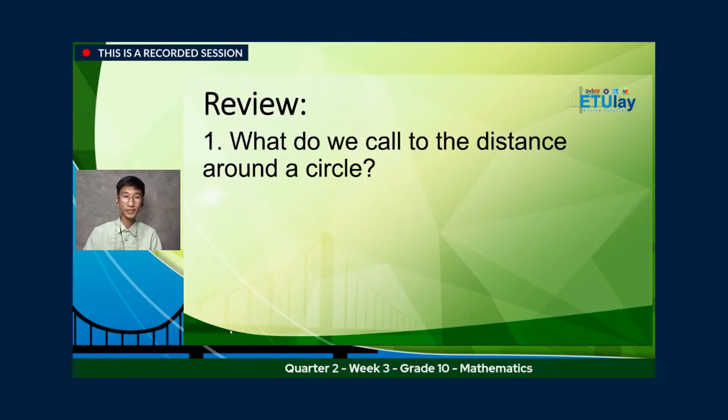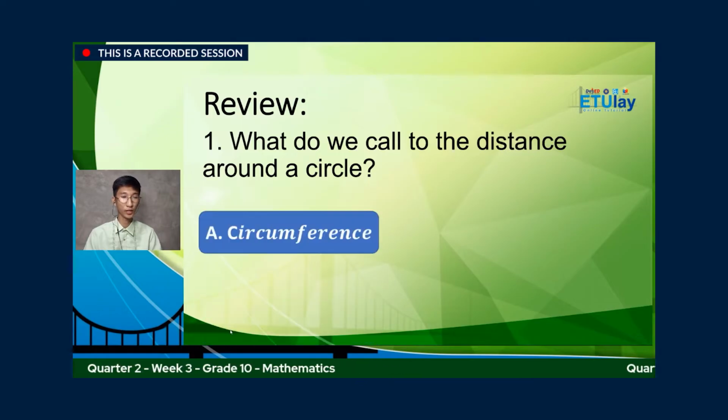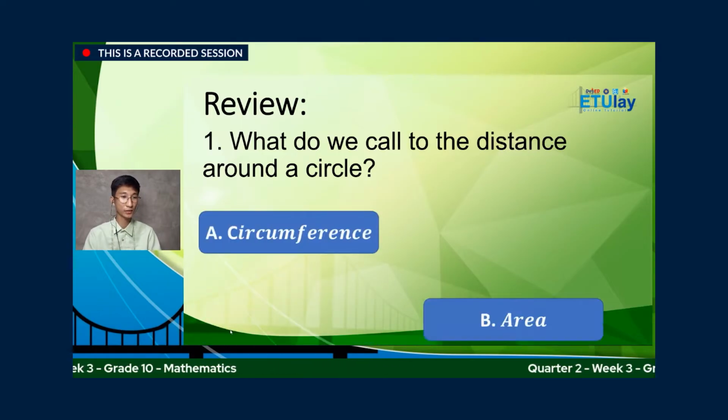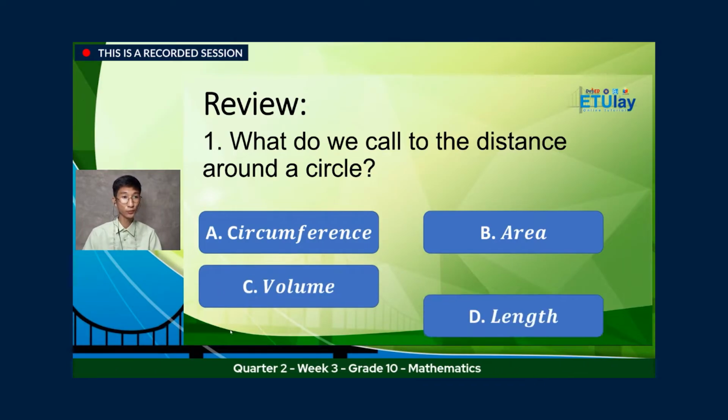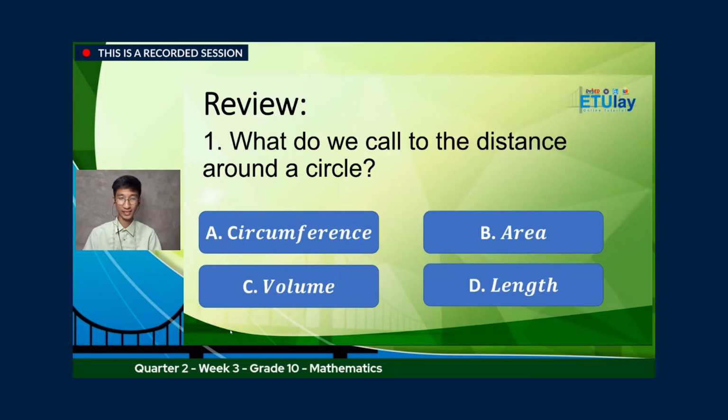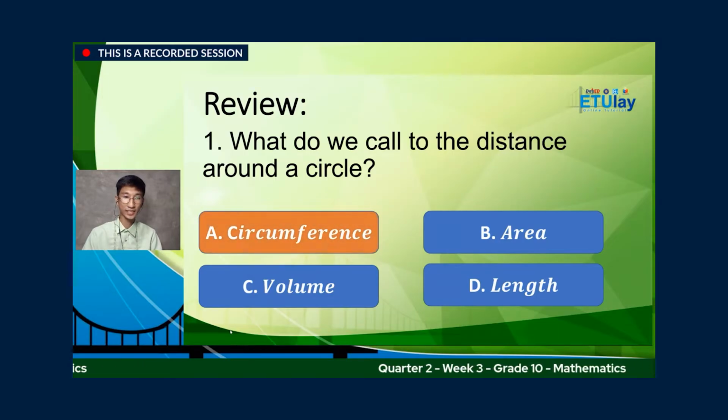Number 1, what do we call the distance around the circle? Ano yung tinatawag natin na distance around the circle? A, circumference, B, area, C, volume, or D, length. Ano kaya ang tamang sagot dito? If your answer is A, circumference, you got it right.